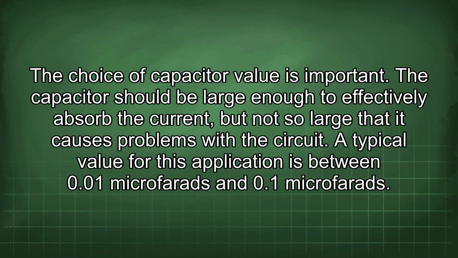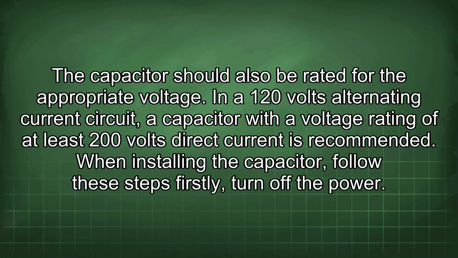The choice of capacitor value is important. The capacitor should be large enough to effectively absorb the current, but not so large that it causes problems with the circuit. A typical value for this application is between 0.01 microfarads and 0.1 microfarads. The capacitor should also be rated for the appropriate voltage. In a 120 volts alternating current circuit, a capacitor with a voltage rating of at least 200 volts direct current is recommended. When installing the capacitor, follow these steps.